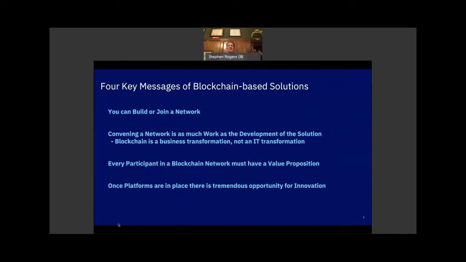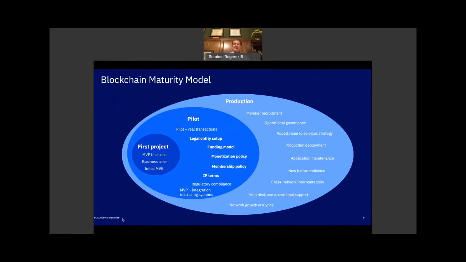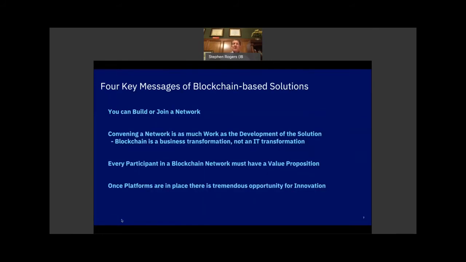Thirdly, every participant that you want to join your blockchain network must have a value proposition, or they will not join. As a matter of fact, if they think it will disintermediate them or actually hurt their business, they will fight against you. And then lastly, and this one you have to experience to really see it, is that once platforms are in place, there is a tremendous opportunity for innovation.